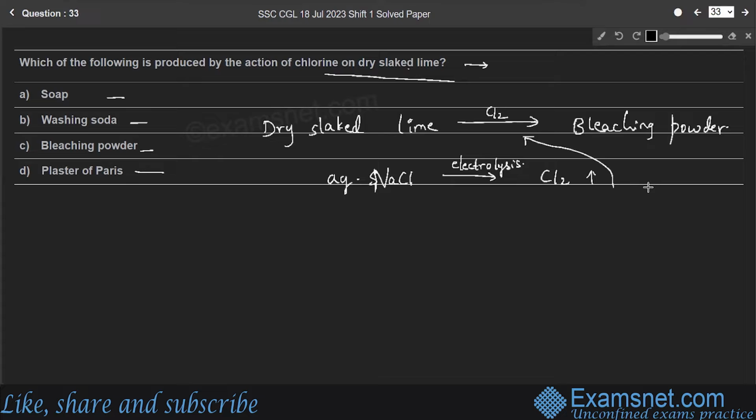The chemical formula for bleaching powder is CaOCl2, calcium oxychloride, but the actual composition is quite complex. So option C is the right answer. Bleaching powder is produced by the action of chlorine on dry slaked lime, and chlorine is produced by the electrolysis of aqueous solution of sodium chloride.